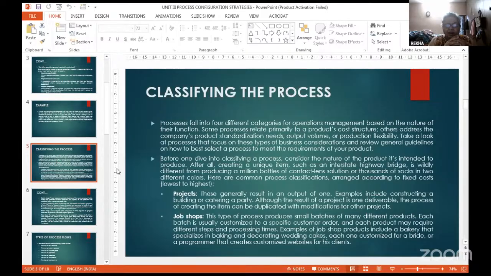Or a programmer that creates customized websites for their clients. Again, each client will require a different type of website. So it cannot be mass produced. So it has to be different jobs. Or a tailor, I'm not talking about garment production. Each product the tailor is stitching is according to the demand of that particular customer.